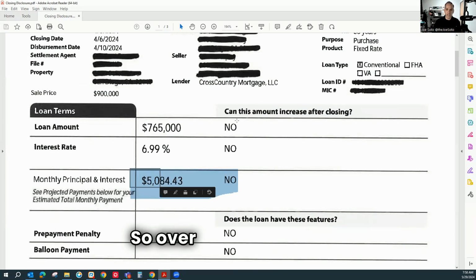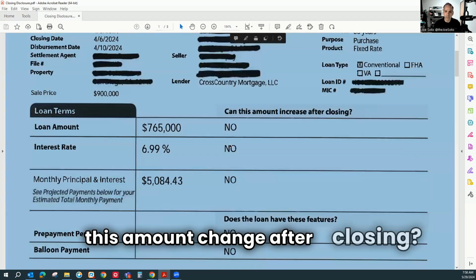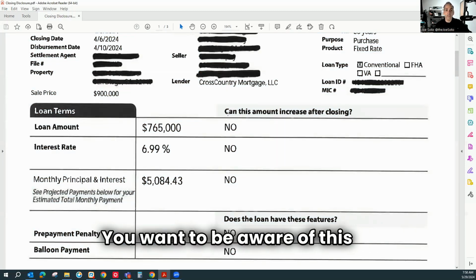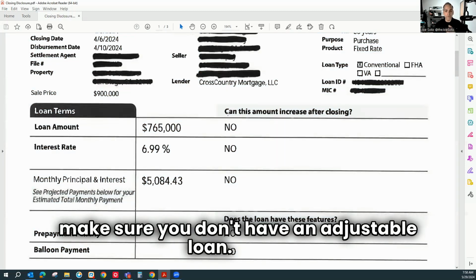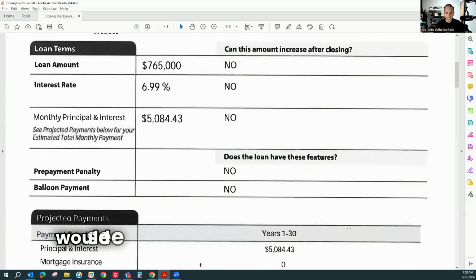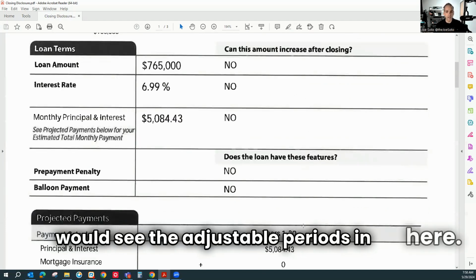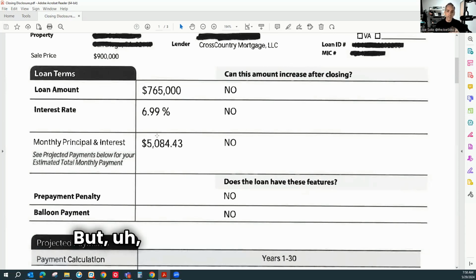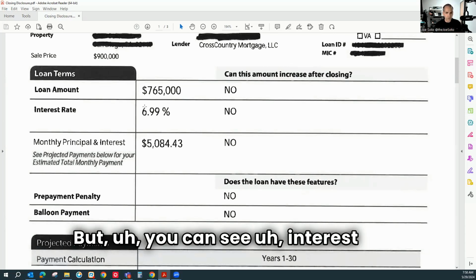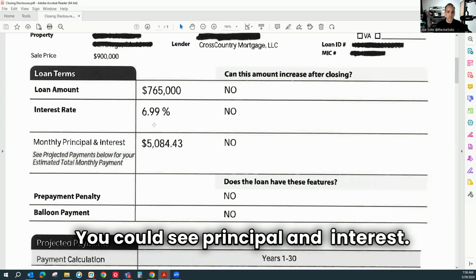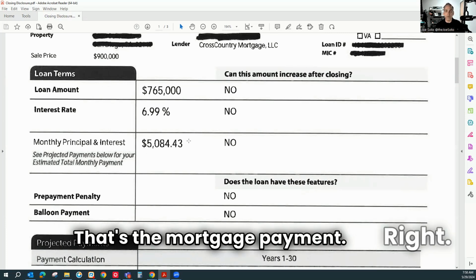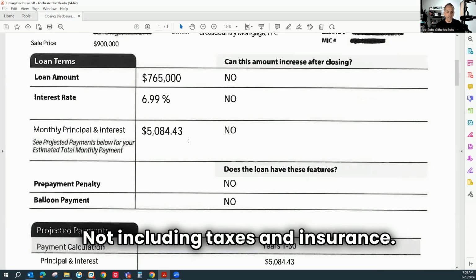So over here, it says, can this amount change after closing? You want to be aware of this to make sure you don't have an adjustable loan, right? If you do have an adjustable loan, you would see the adjustable periods in here, but you can see interest rate, you could see principal and interest. That's the mortgage payment, right? Not including taxes and insurance.